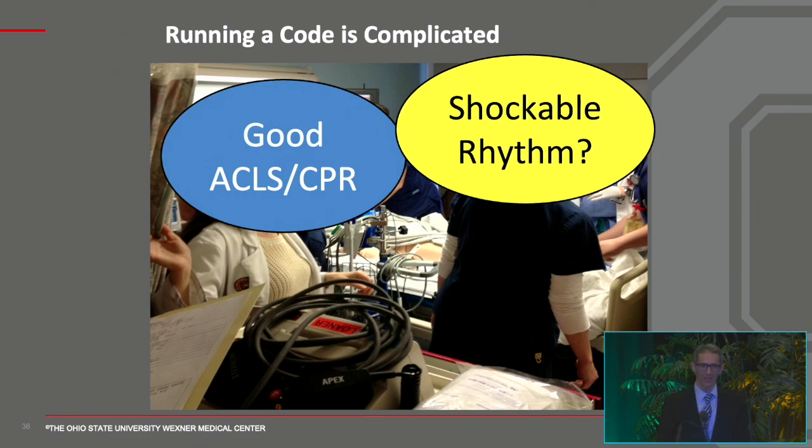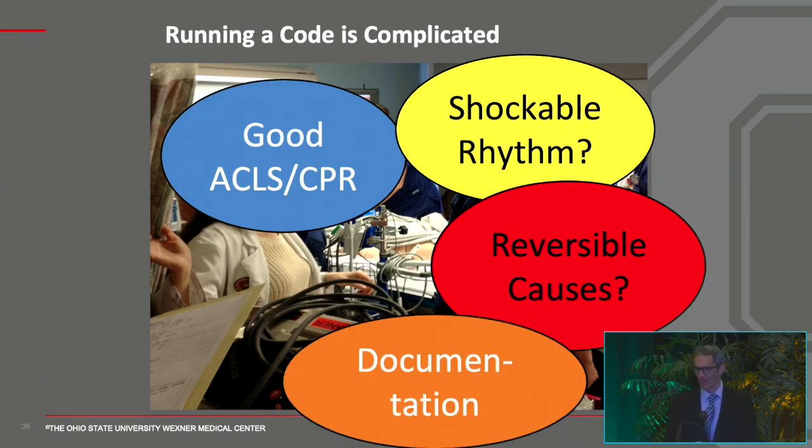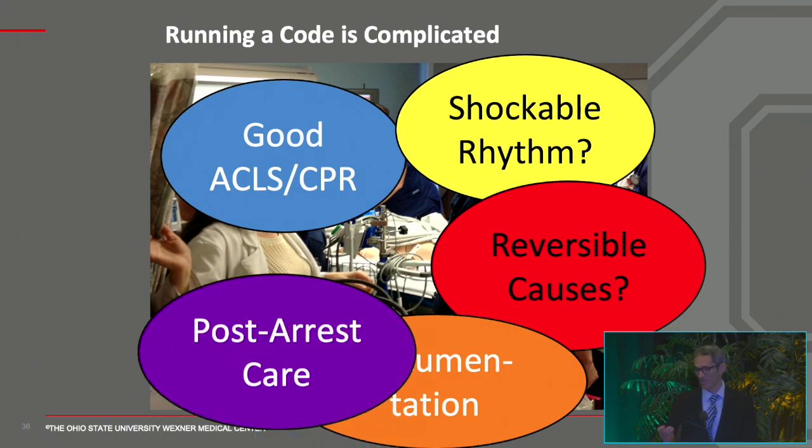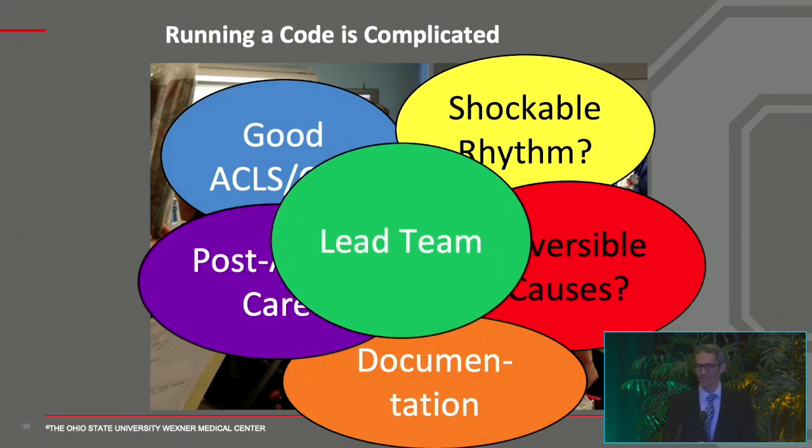We have to identify rhythms, make sure we don't miss secondary rhythms, even if the patient didn't have VFib or VTach to begin with, they might have VFib later in the code. So somebody has to be paying attention to the monitor, keeping track of time. We have to go through the H's and T's, identify reversible causes. We have to document, somebody has to be documenting things, and thinking about post-arrest care. So this team really does need a leader.